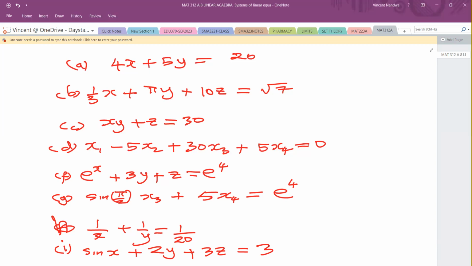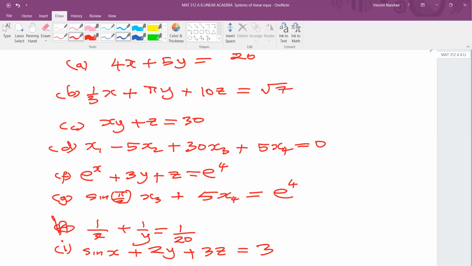So we'll go one by one. Is A linear or non-linear? A is linear, correct. Because the variables involved have to be to power 1, and there are no products of variables. So this is linear, correct.